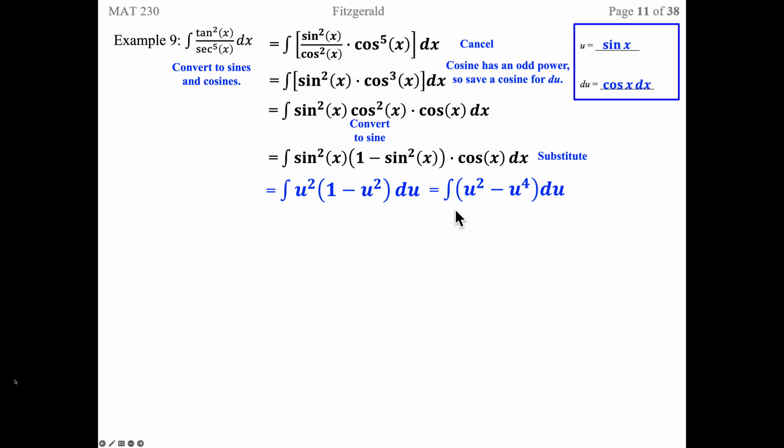Distribute. Integrate by the power rule. U to the 3rd over 3, or times a 3rd. U to the 5th over 5, or times 1/5. Bring your sine of x back in for the u's, and there's my final answer. Again, just don't forget your plus c.